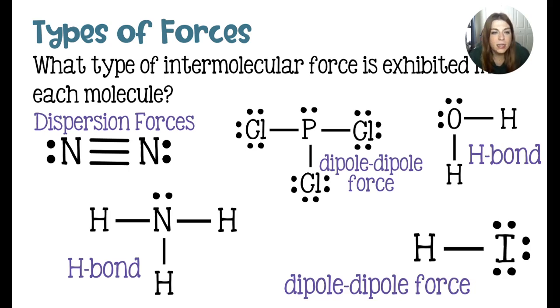So in the nitrogen molecule, we have dispersion forces only because it's nonpolar. The only way you're going to get an IMF from N2 is from the warping of its electron cloud.